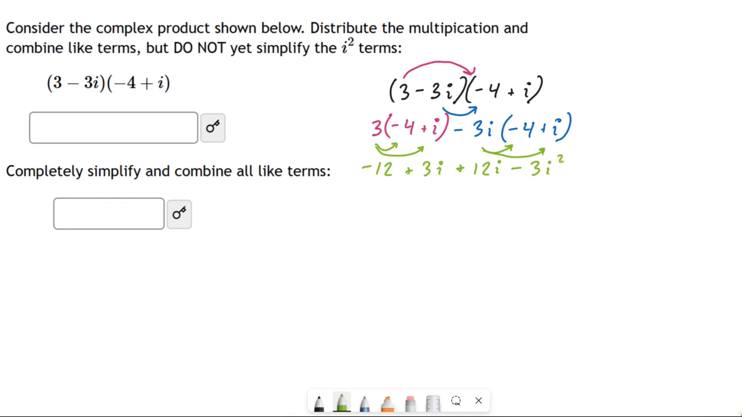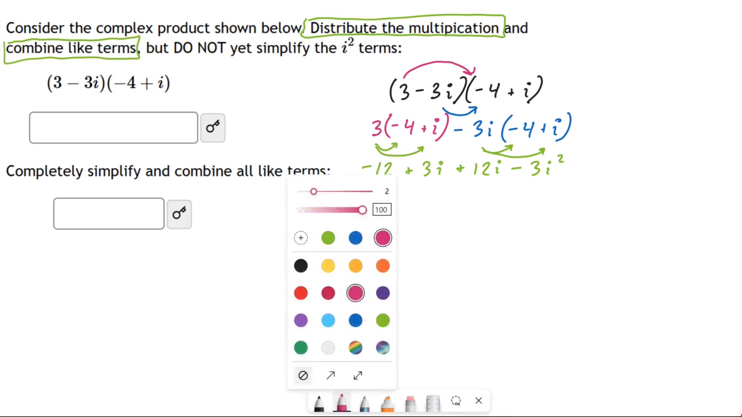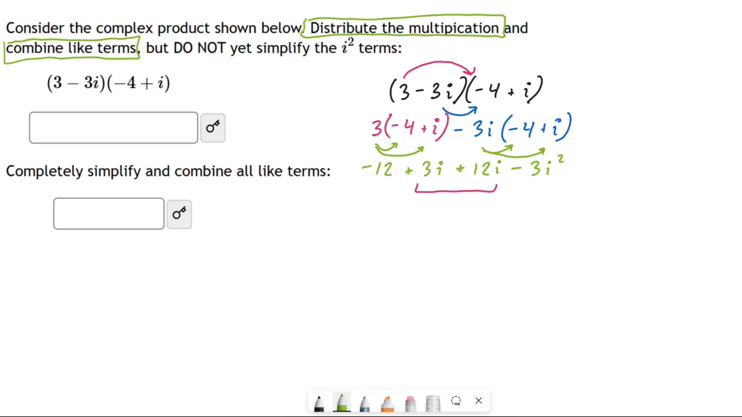Now, back to the instructions. It says distribute the multiplication and combine like terms. So that's what I'm going to do. I'm not going to touch the i squared things yet. Let's just combine the like terms because I see there's some like terms right here. Each of these is just a single type of i, right?